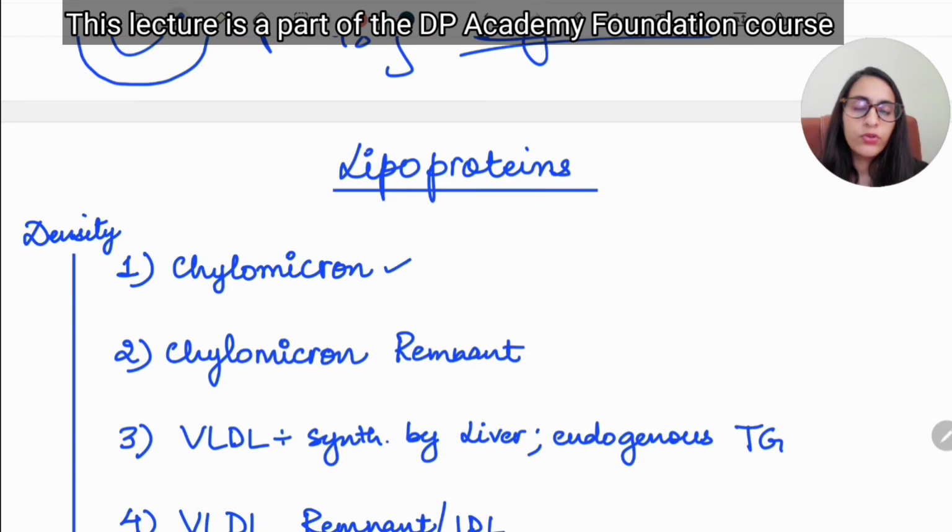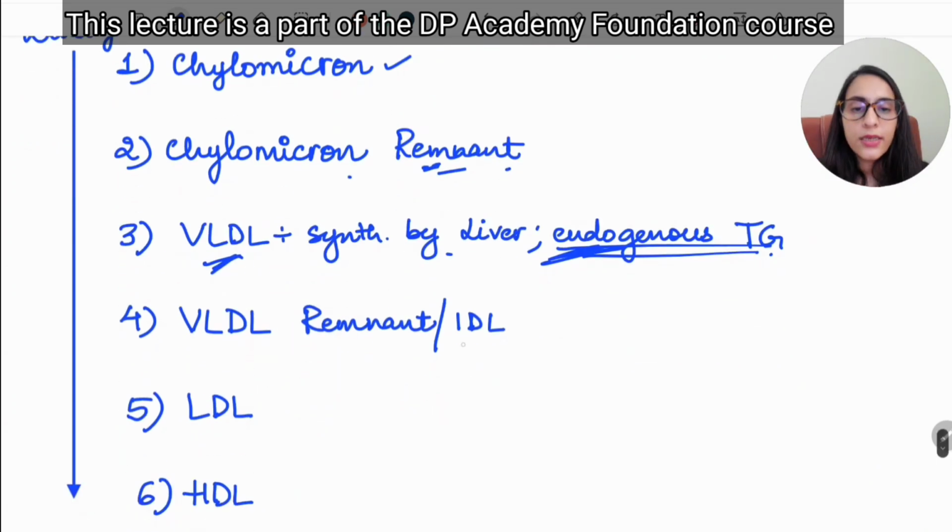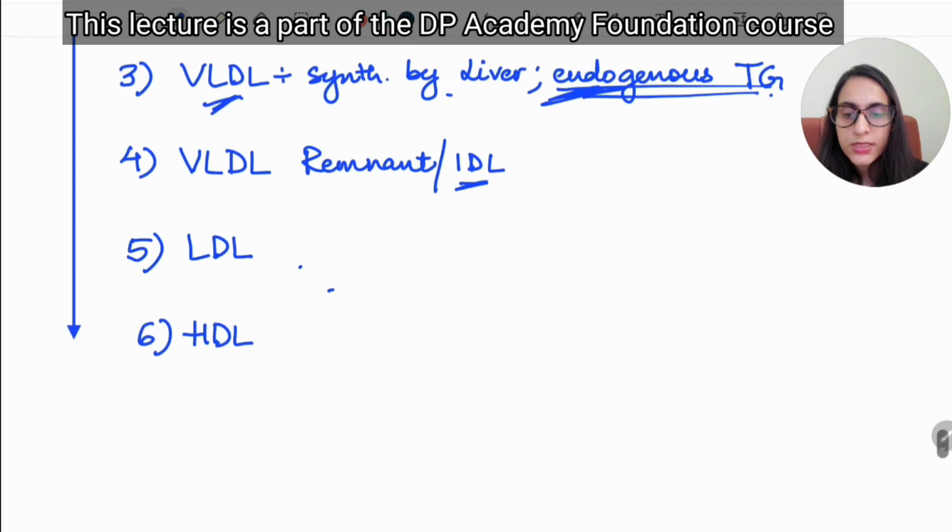What are the different kinds of lipoprotein via which the fat travels? Either it can be chylomicron. This chylomicron from the intestine reaches the liver and other tissues, and whatever is left of this chylomicron is known as chylomicron remnant. Then we have VLDL. VLDL is synthesized by the liver, and it is the endogenous triglyceride. So basically what the liver is synthesizing in the form of fat is VLDL. The remnant of VLDL is known as IDL. Then we have LDL, and then we have HDL. So what is HDL?